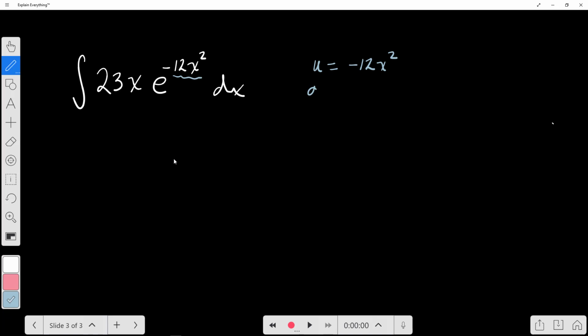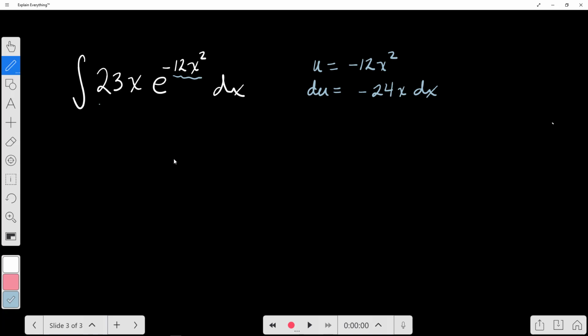Let's have an example with an e. So 23x e to the negative 12x squared dx. I'm going to let what's up here be my u. So u equals negative 12x squared. Thus du, this derivative would be negative 24x dx.